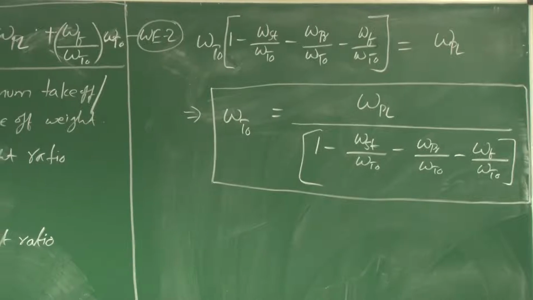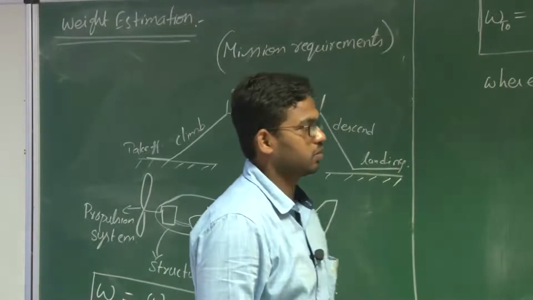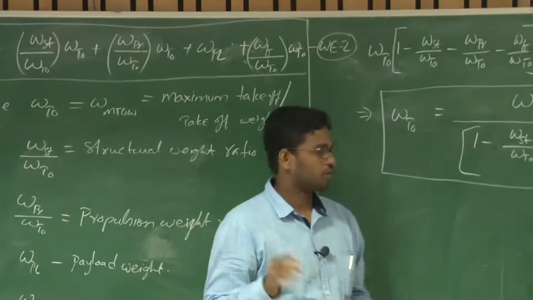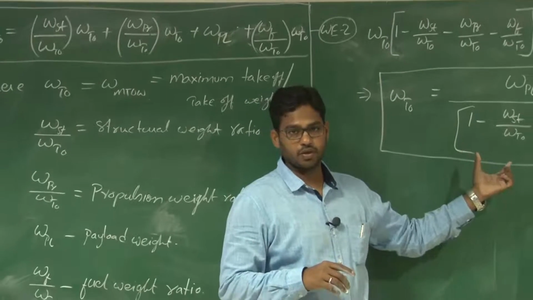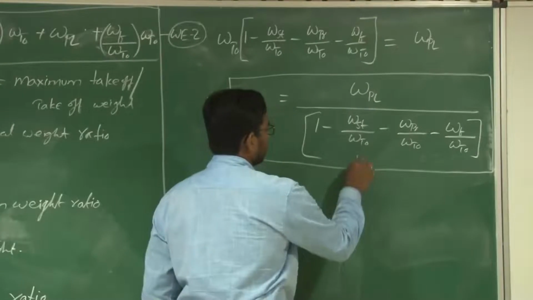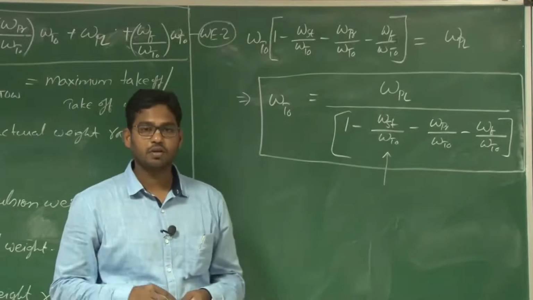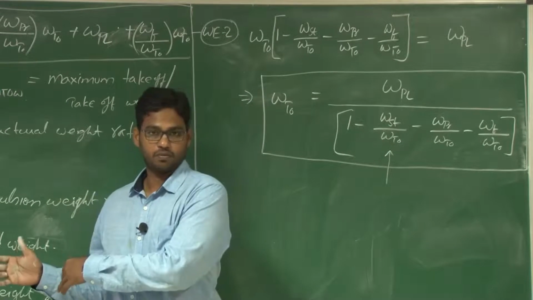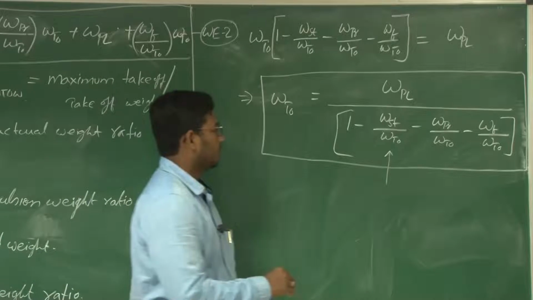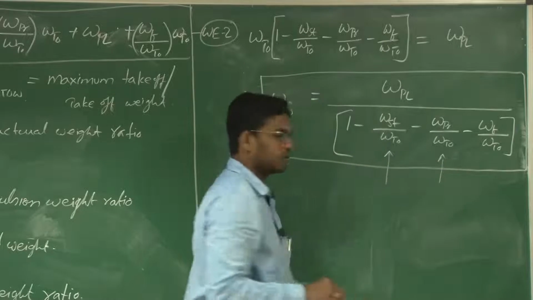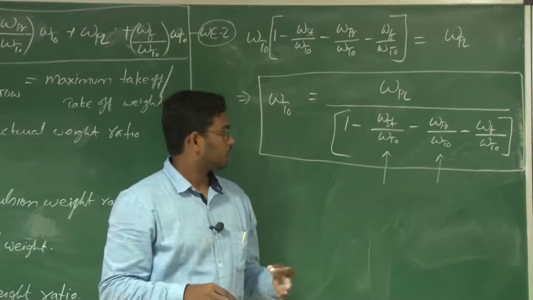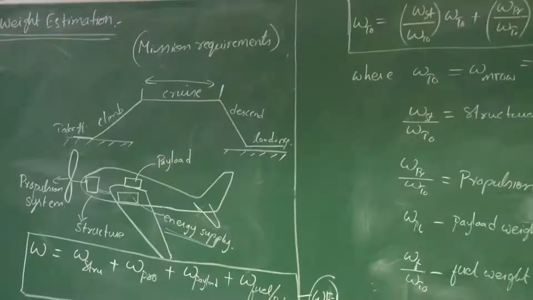So why do we call this an estimate here? Why is it an estimation? There should be some meaning, right? Because we are not actually calculating, we are trying to estimate based upon the historical data here. So the structural to takeoff weight ratio, we consider from the historical data of the aircraft which are designed to perform a similar mission. At the same time, propulsion weight ratio we'll also figure out from the historical database of the UAVs which are designed to perform similar mission requirements.